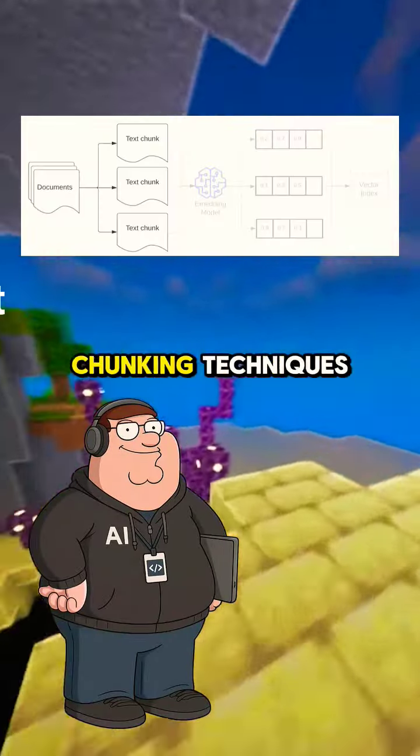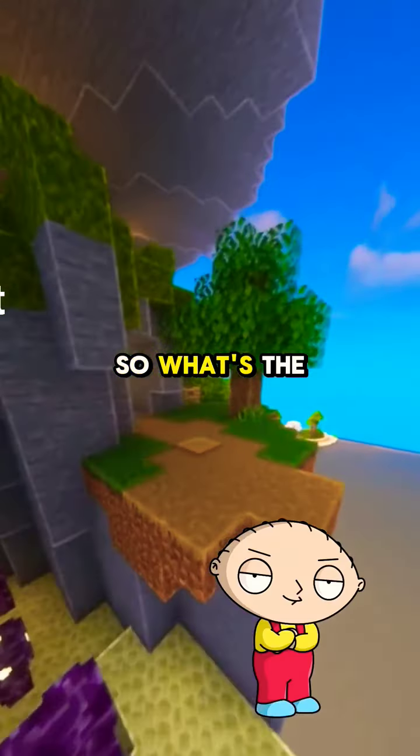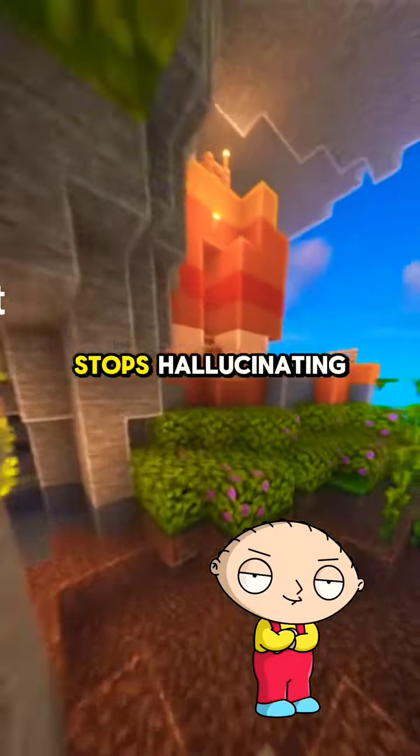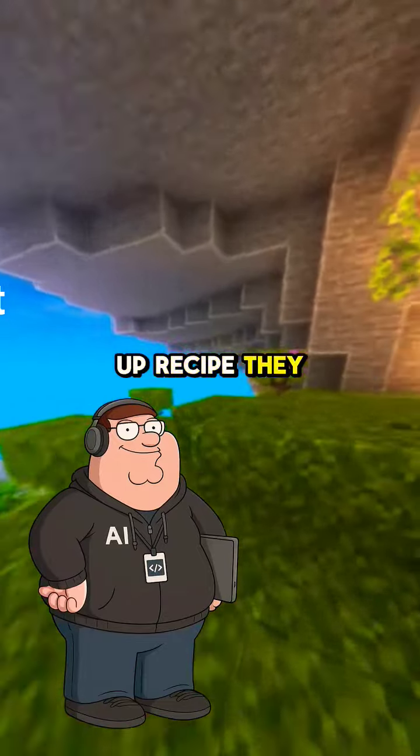You're just not using the right chunking techniques in your RAG pipeline. So, what's the right way to slice 20,000 docs so the model stops hallucinating? Here's the grown-up recipe they expect in enterprise.